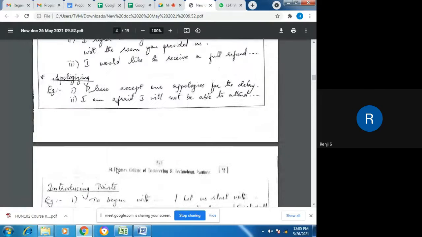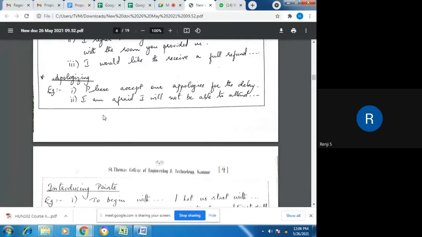Then some apologizing sentences. Apologizing sentences means you are sorry for something that happened or something you had done. So those go under apologizing sentences. And how can we write certain sentences for apologizing? These are the examples. Like: please accept our apologies for the delay. You haven't sent something on time and there was a delay. Then you can apologize for that delay. Like: please accept our apologies for the delay.